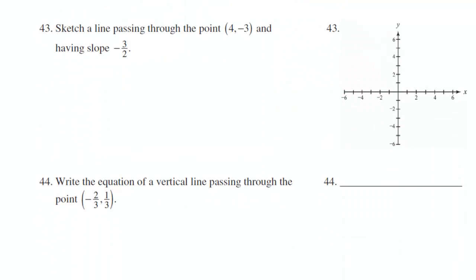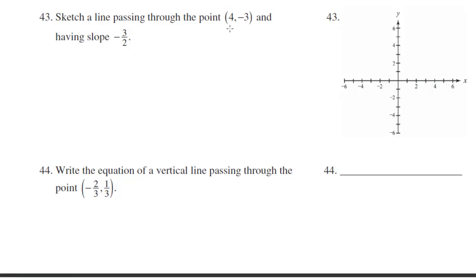That's pretty cool. All right, now we're going to sketch a line passing through the point 4, -3, and having slope -3 over 2. So use that 4, -3 as your starting point. Graph that on your graph. And then it says slope is -3/2, so we're going to go down 3 and right 2. Then just join those 2 points, and that gives you your line.